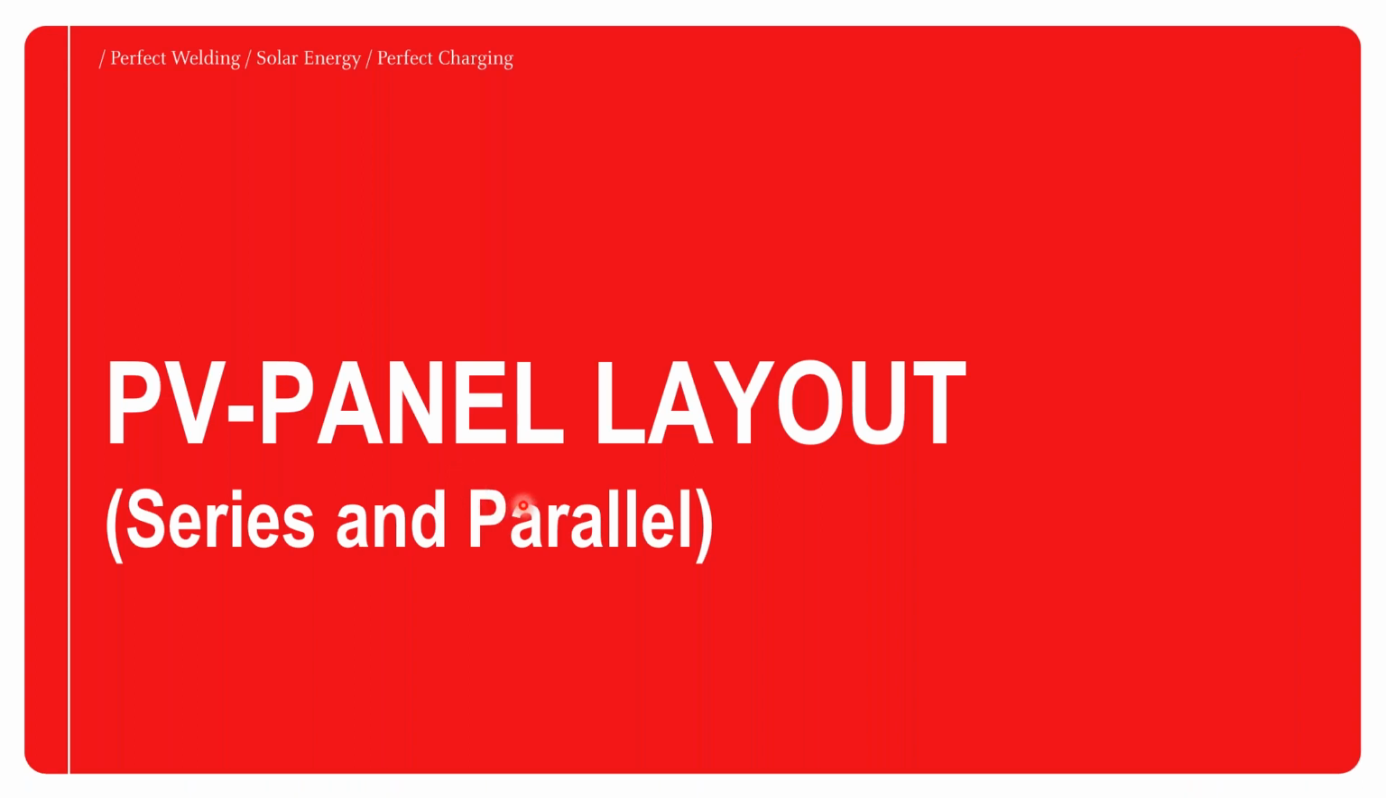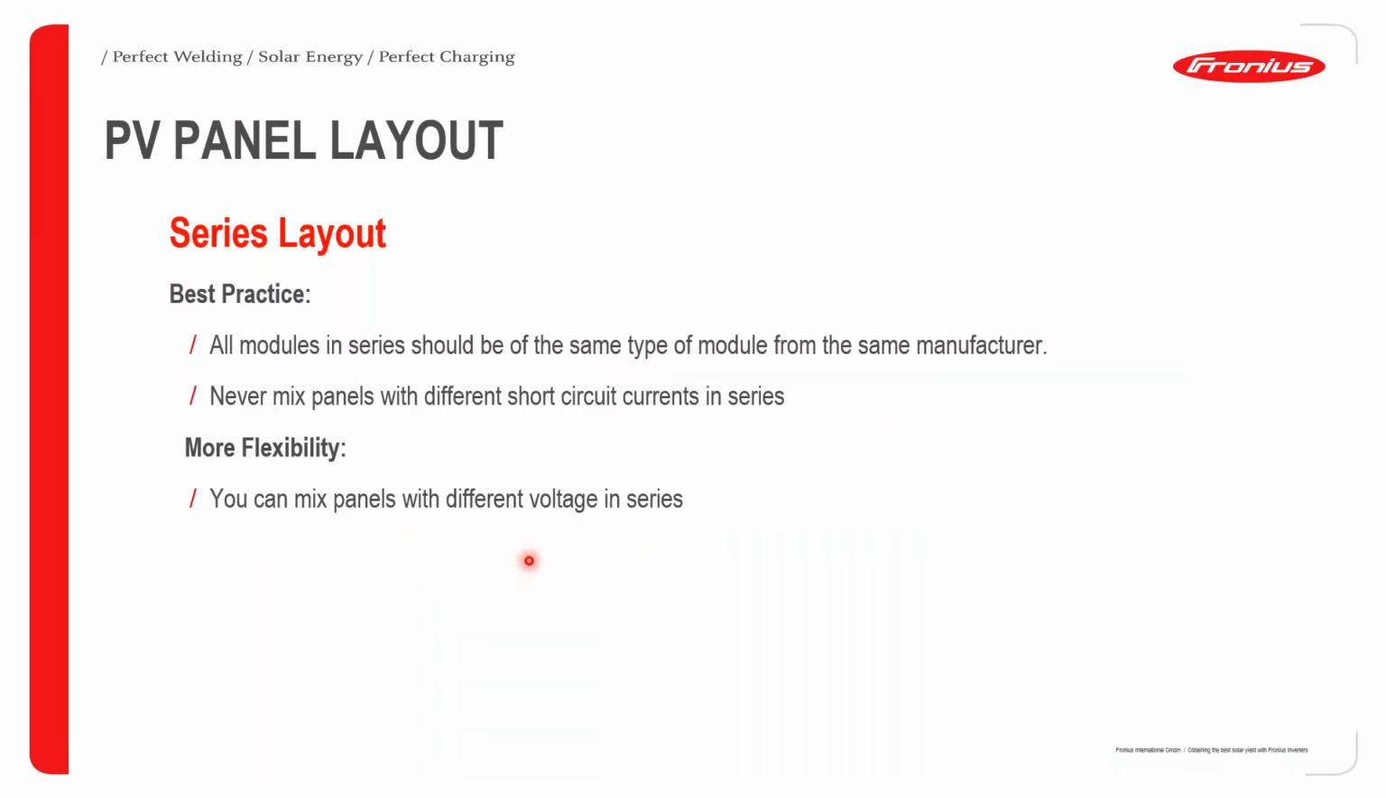So let's take a look at PV panel layout, looking at both series and parallel orientations. For a series layout, the best practice is that all modules in series should be of the same type of module from the same manufacturer. That is the recommendation. It is advised that we should never mix panels with different short circuit currents in series. For more flexibility, you can mix panels with different open circuit voltages in series.